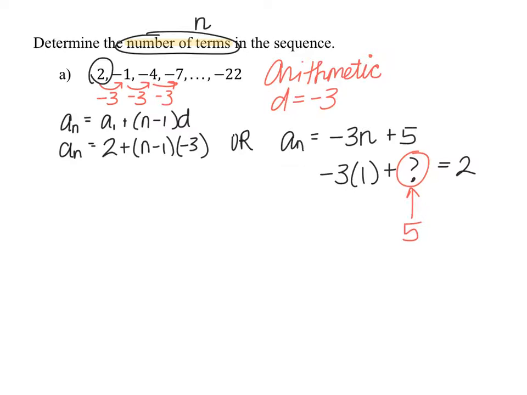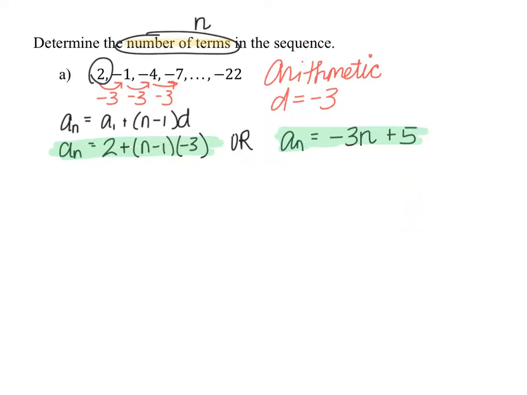So remember that these two general rules, the one I have here, 2 plus n minus 1 times -3, and this one here, -3n plus 5, are equivalent. They're the same exact expression, the same formula, just written in two different forms. So I'm going to demonstrate how to use both, so you can choose which one you like. Now we're looking for n, we're trying to solve for n, so we need to use the fact that we know the last term here is -22. So we're going to substitute that in for a sub n, our last term.